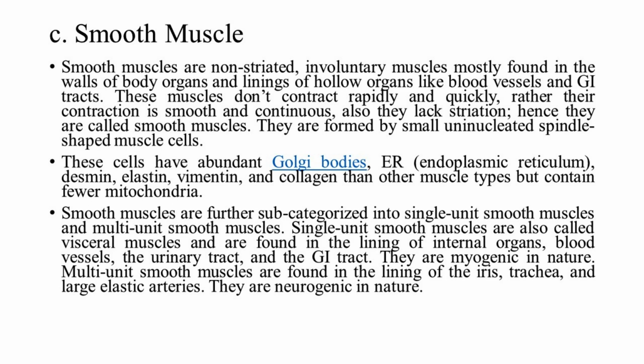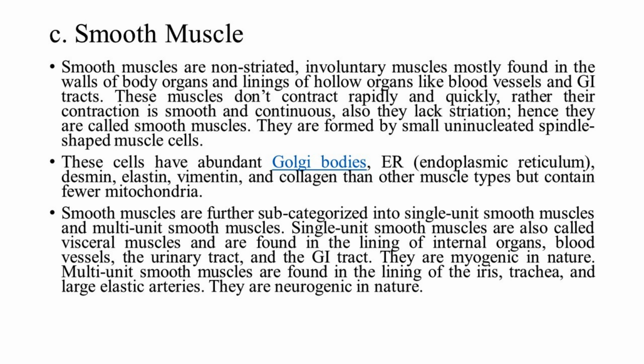C. Smooth muscle. Smooth muscles are non-striated, involuntary muscles mostly found in the walls of body organs and linings of hollow organs like blood vessels and GI tracts. These muscles don't contract rapidly and quickly, rather their contraction is smooth and continuous, also they lack striation, hence they are called smooth muscles. They are formed by small uninucleated spindle-shaped muscle cells.